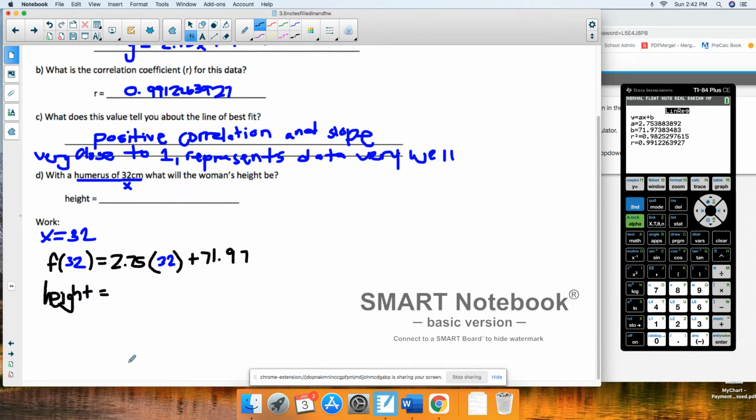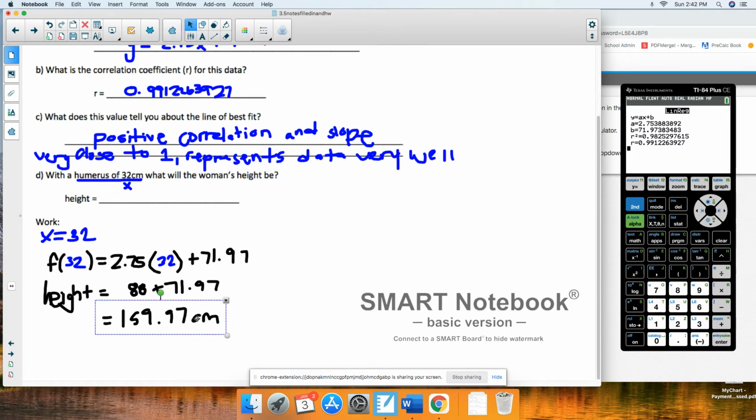If you take 2.75 and multiply by 32, let's see, you're going to get 88. Ooh, what a nice whole number. All right, so 88, and then plus that 71.97. That means that the lady's height is going to be 159.97 centimeters. And of course, that's what they're asking up here. So we can just put that over here.